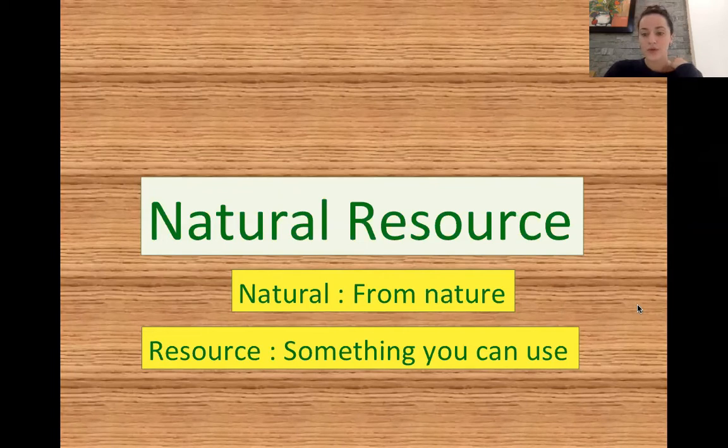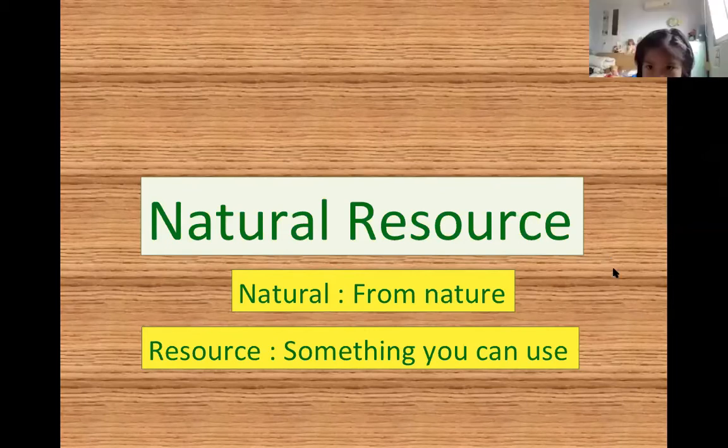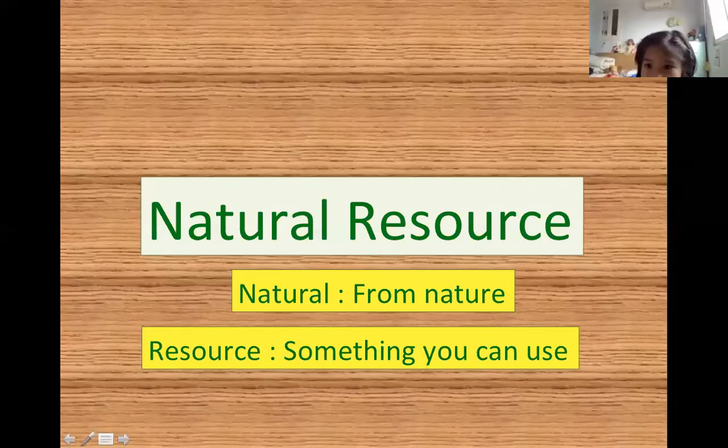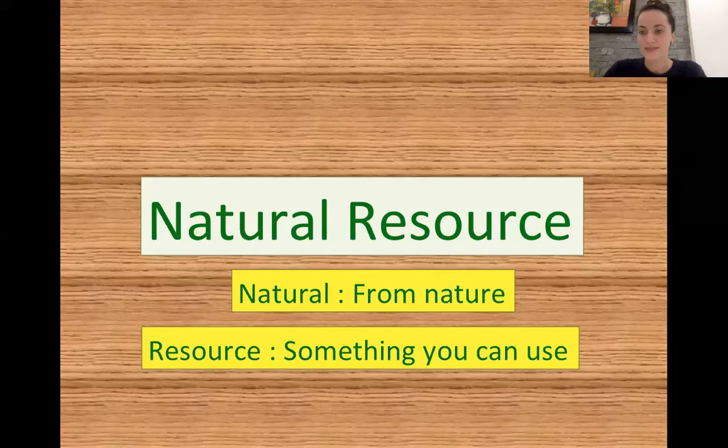Moon, what do you think a natural resource is? Do you remember? What do you think? If natural is from nature and resource is something you can use, what is a natural resource? Do you think, Moon? Any ideas? No, that's okay. It's a hard one. I'll have you read the definition in 1 second, Moon. But first, let's see if anybody else knows.